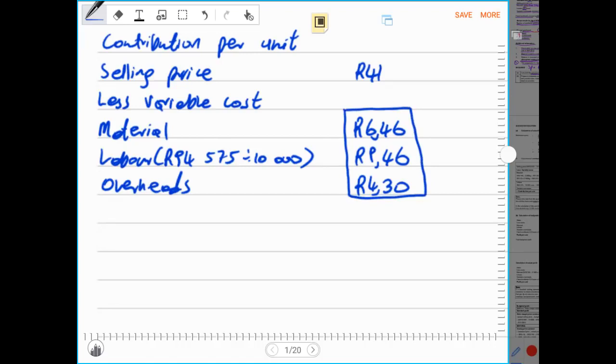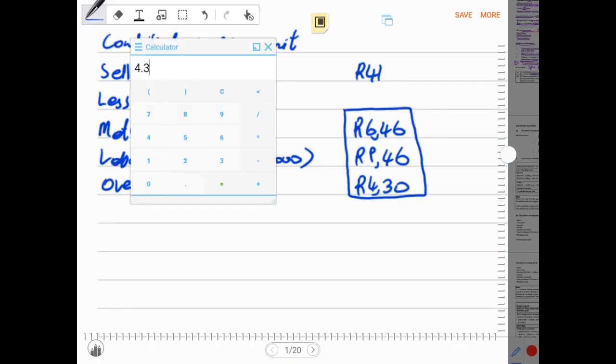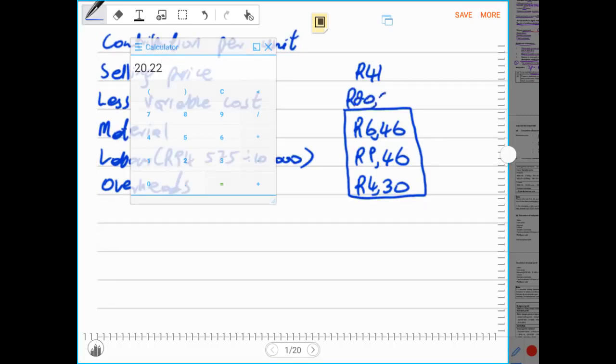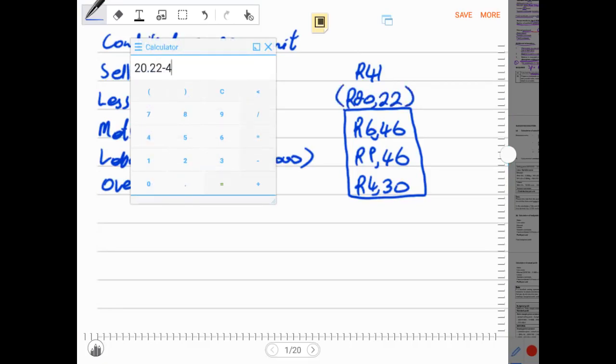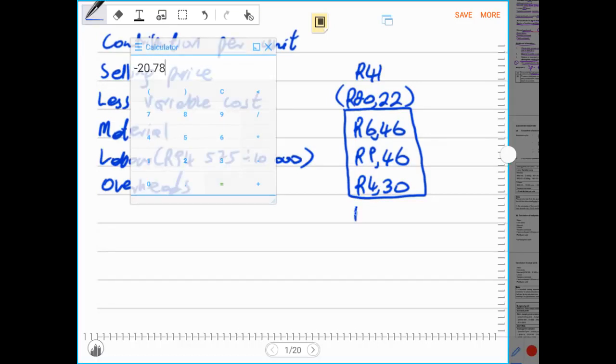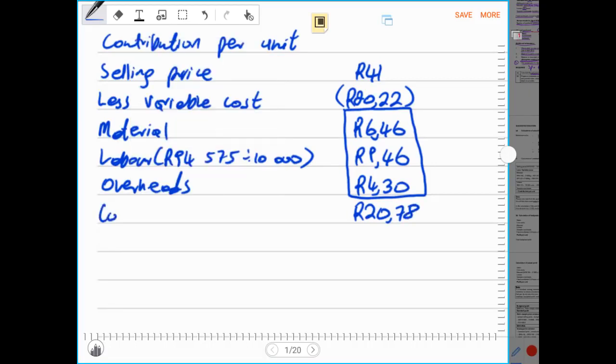So from this point, we can just add all the variable overheads that we have calculated. R4.30 plus R9.46 plus R6.46. And this gives us R20.22. This gives us R20.22, which is the total of the variable cost. Subtracting it from the selling price of R41 gives R20.78. And R20.78 is the contribution per unit. This is the contribution per unit.